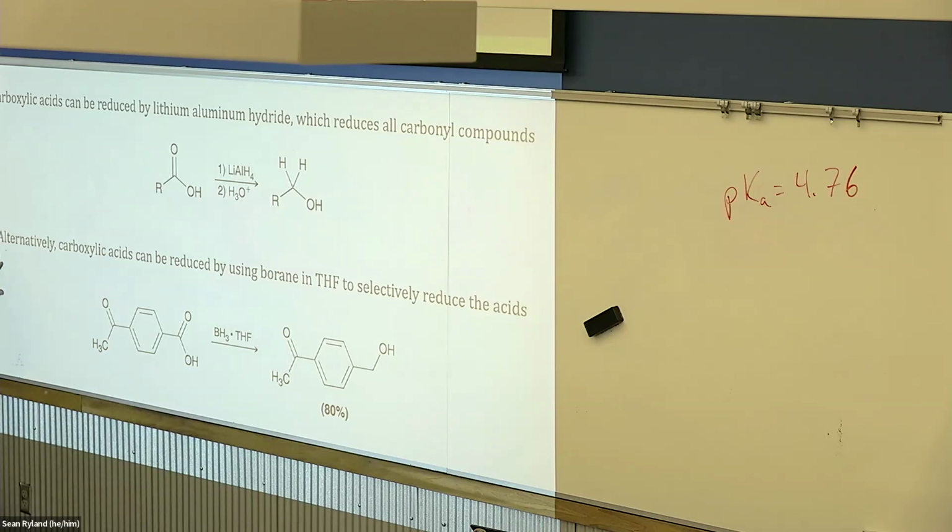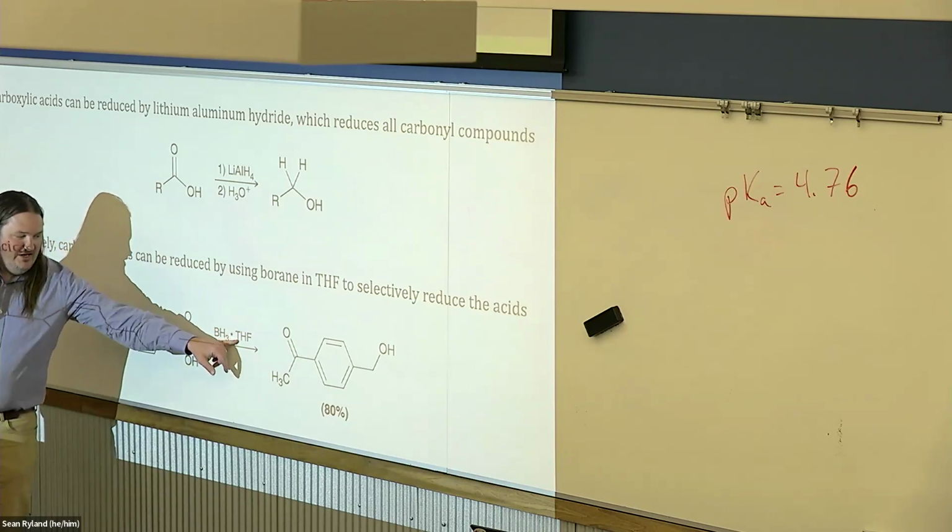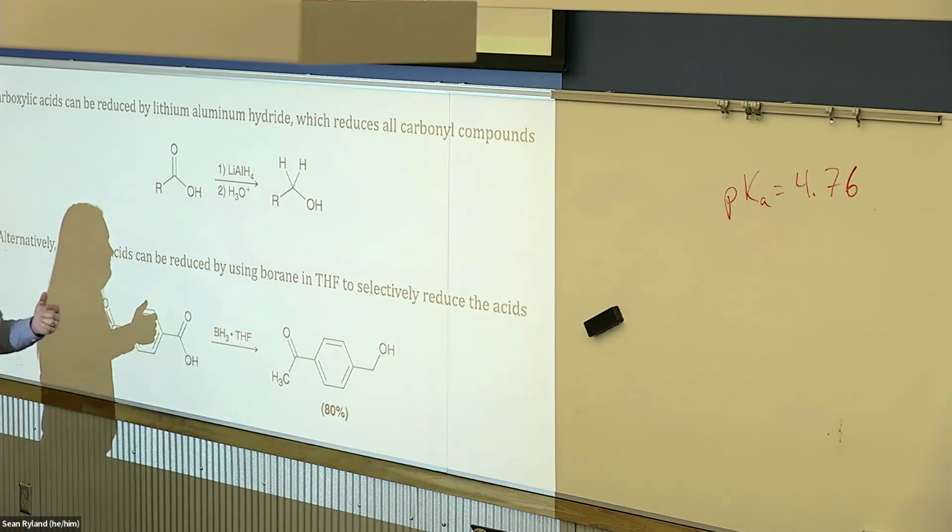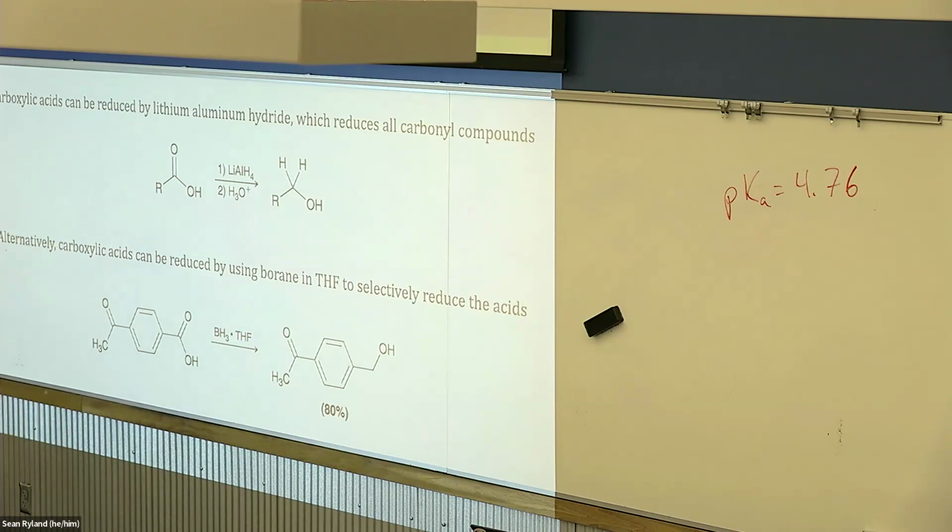You can also use borane, BH3, in THF. You have to use a non-protic solvent, or else the borane will react with the solvent. The borane in THF, we can reduce acids without reducing ketones or aldehydes. So it'll reduce class 1 carbonyls, but not class 2 carbonyls.